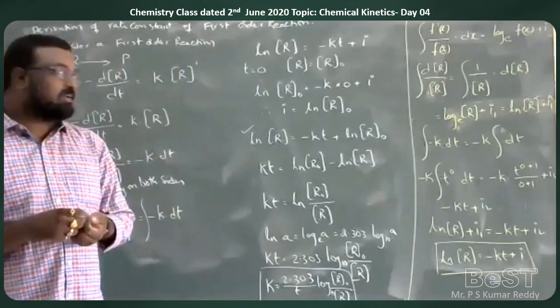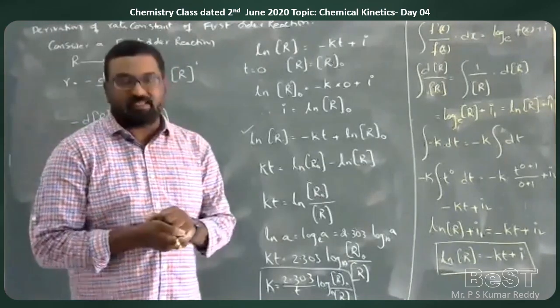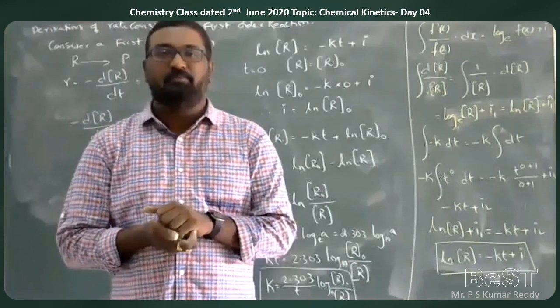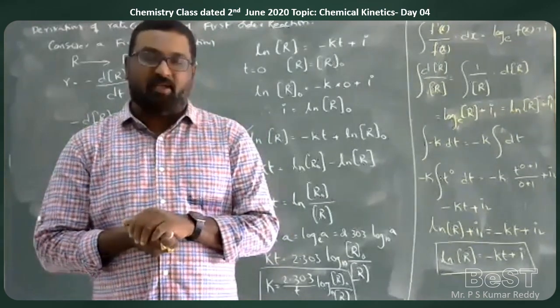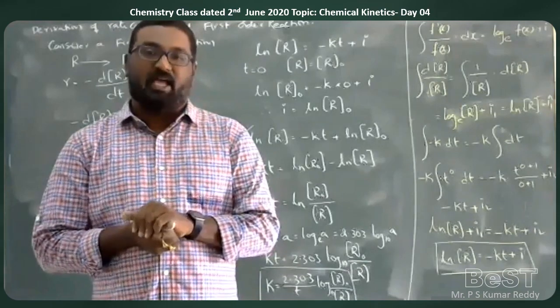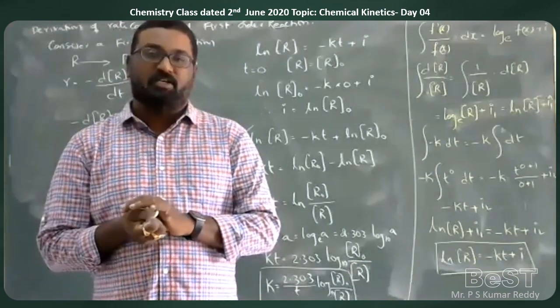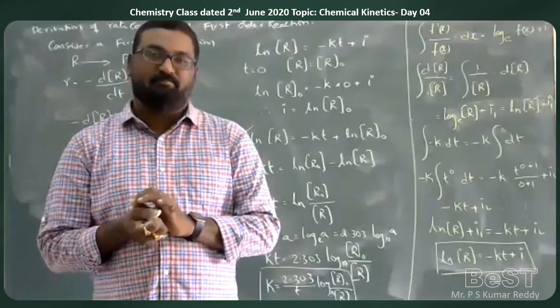So these two derivations are very much important. Many times it is given in the final examination for PU: derive an equation for the rate constant of a first order reaction.